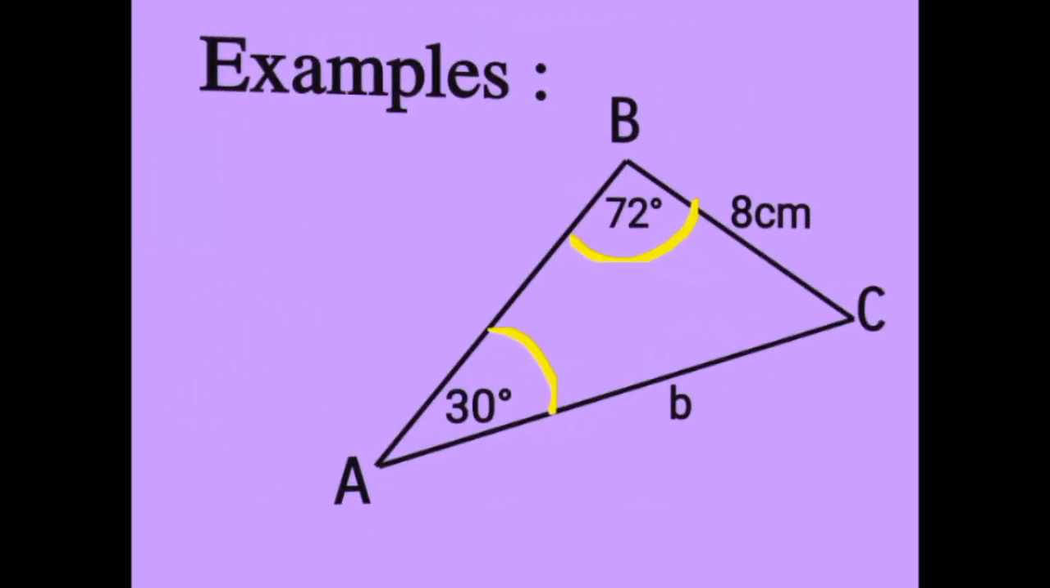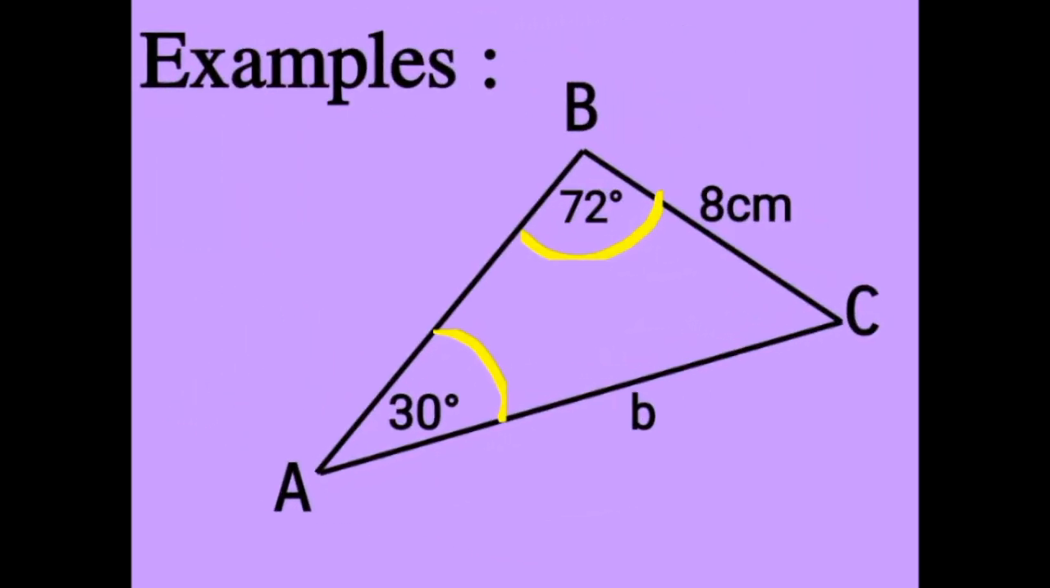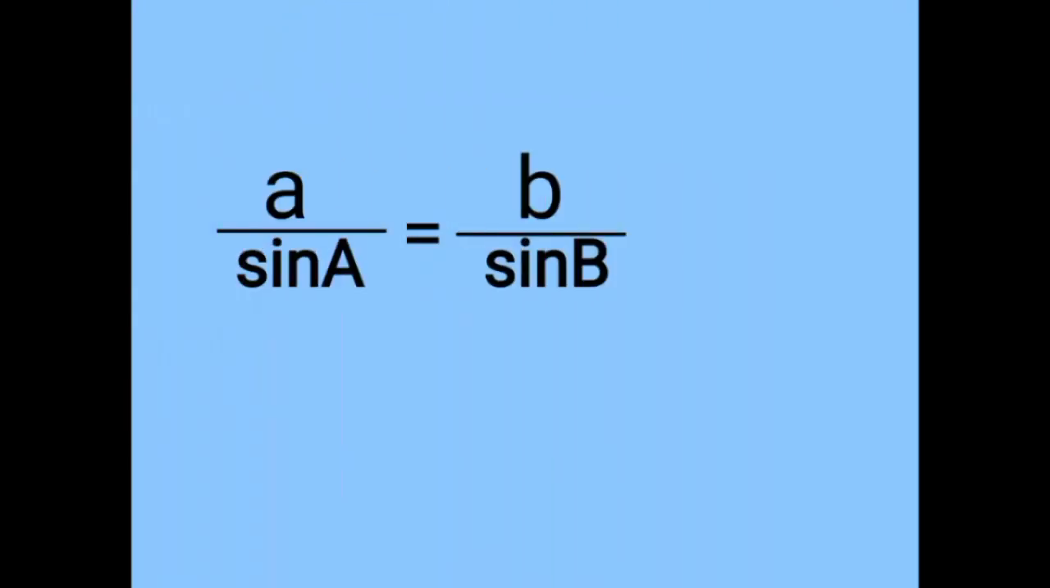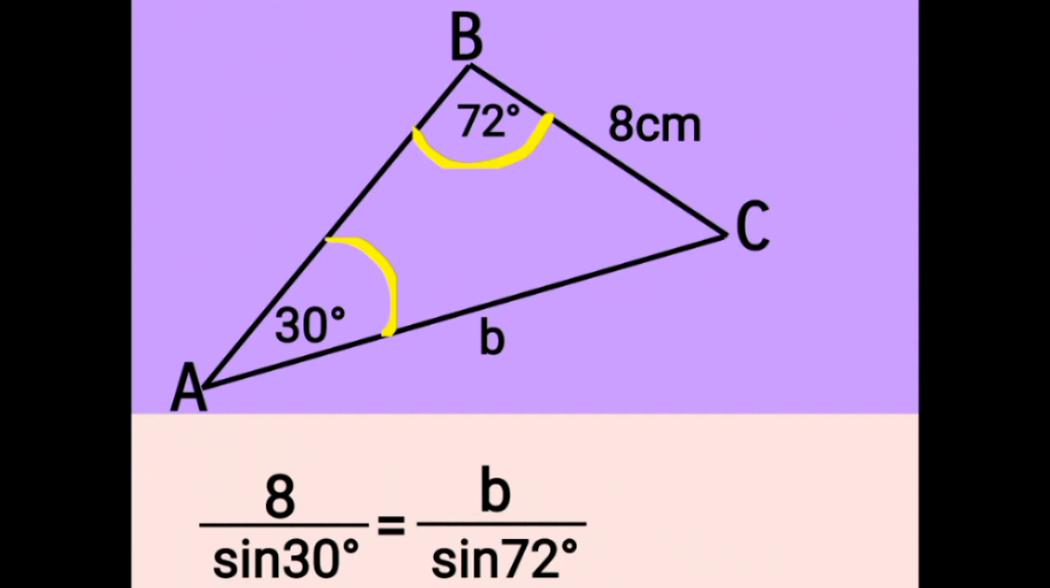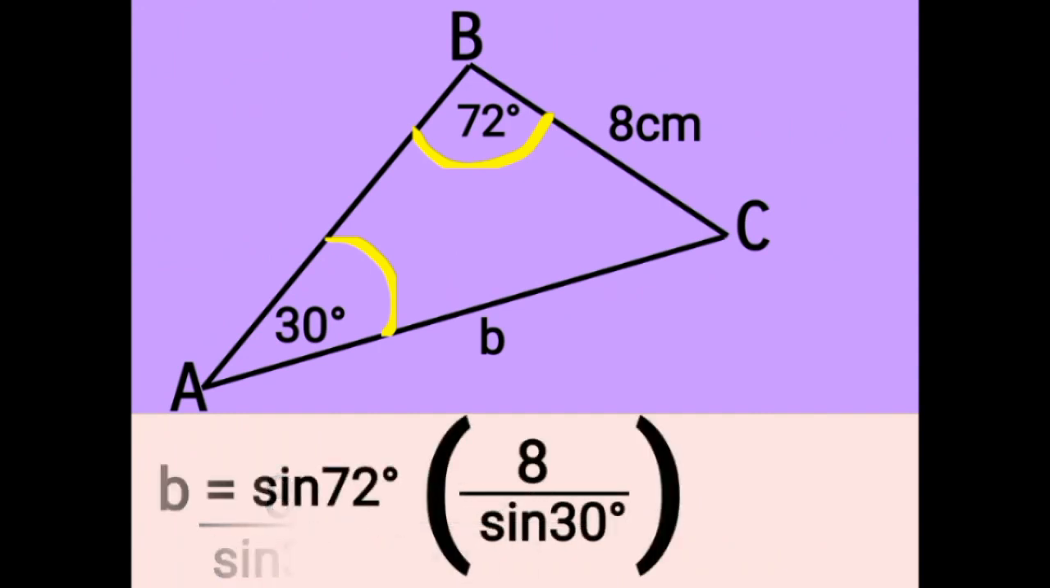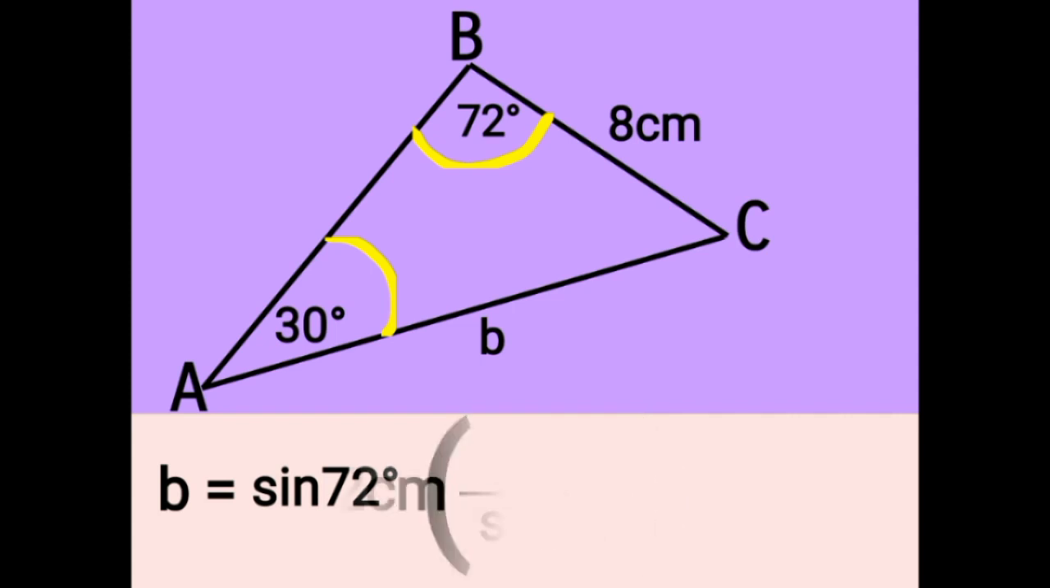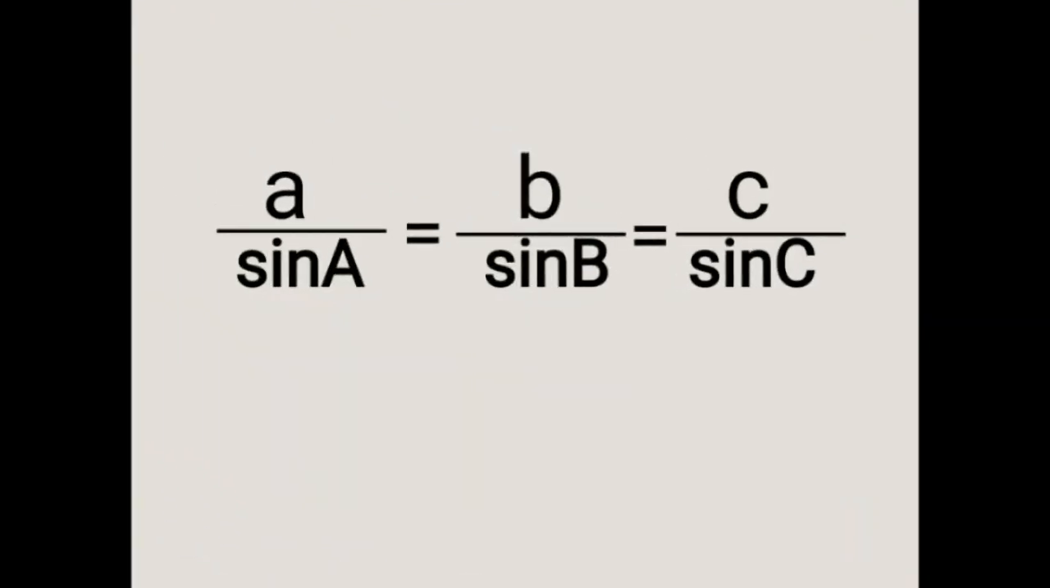Now in this triangle ABC, we know the size of the angles A and B and the length of the side opposite the angle A as 8 centimeters. To find the value of b, we can use the formula a over sine A equals b over sine B. So 8 over sine 30 degrees equals b over sine 72 degrees. b equals sine 72 degrees times 8 over sine 30 degrees. b equals 15.2 centimeters. So as we saw earlier, this version of the sine rule can be used to find the length of a missing side.